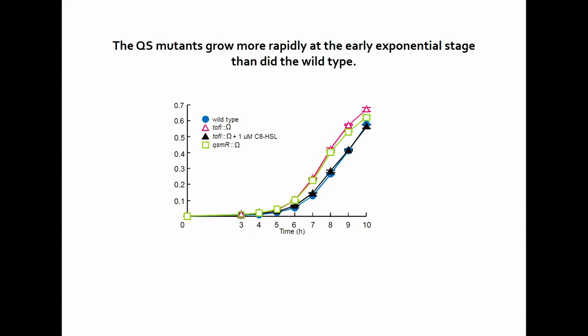Okay, so if they take up more glucose, what we expect is they should grow much faster than the wild type. So when we monitored the growth of wild type and the quorum sensing mutants, we did see fast growth of the quorum sensing mutants. The green and the pink, they grow much faster than the wild type.